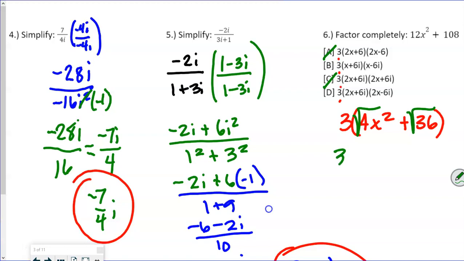So then we got 3, and what's the square root of 4x squared? That's 2x, right? And 2x. Remember, we're going to have plus and minus here, and then what's the square root of 36? 6, right? So we're going to put 6i here, and we're putting the i. Why, y'all? Because we have this plus sign right here, right? That plus sign is what tells us we got to have an i in our answer. So that means our answer is where? Yeah, it's D. Any questions about that one?